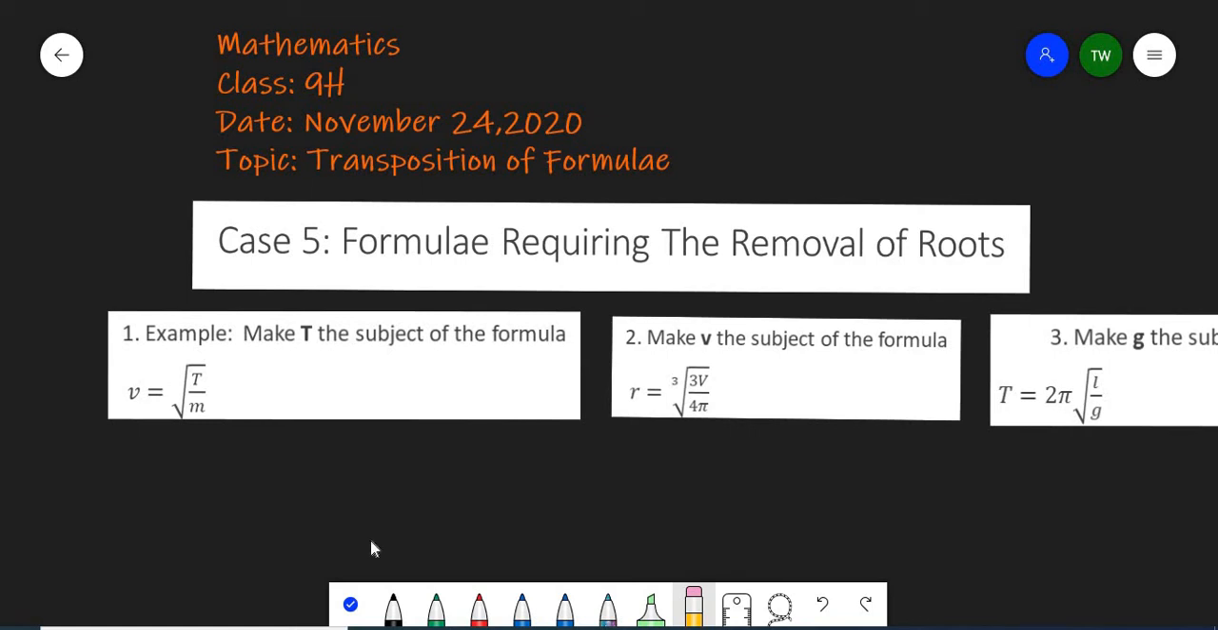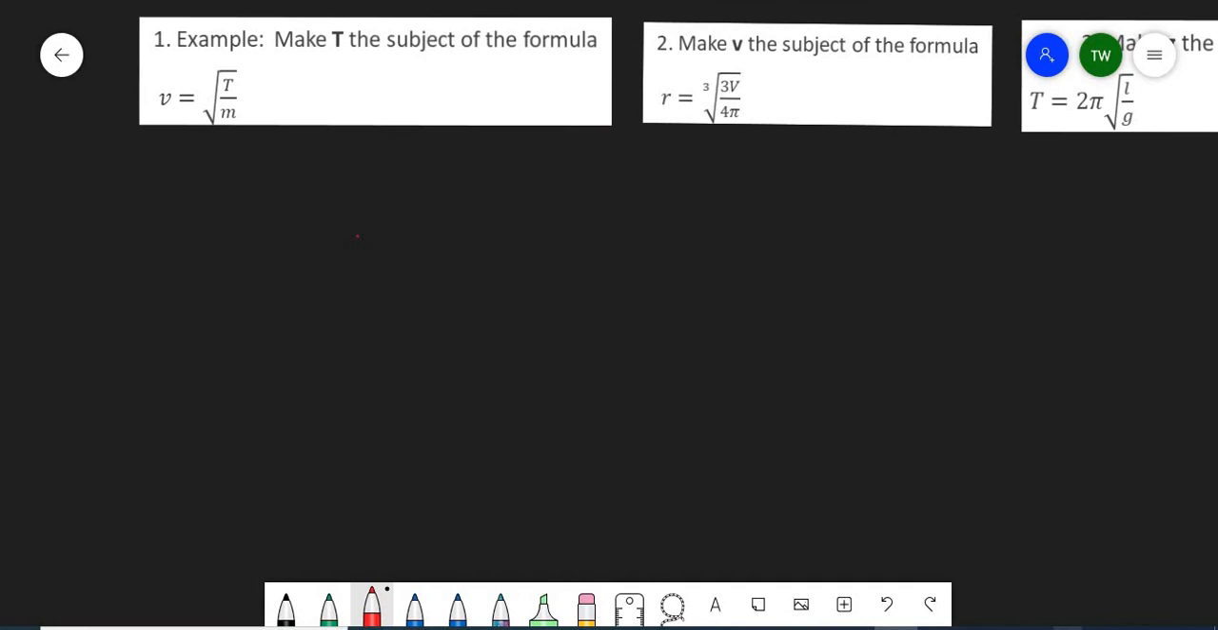Hello everyone. What we're going to focus on is formula requiring the removal of roots. But before I show you how to do that, there is a very important concept that I want you to bear in mind. So let's say you are given the square root of x and you want to remove this square root sign. One way of doing that is to square it, right? Now, by squaring it, it allows you to remove the square root sign.